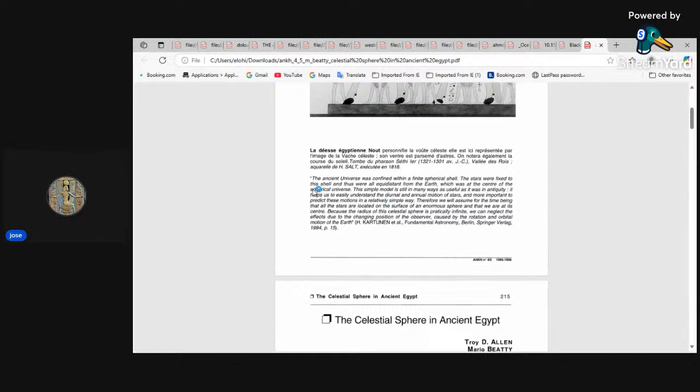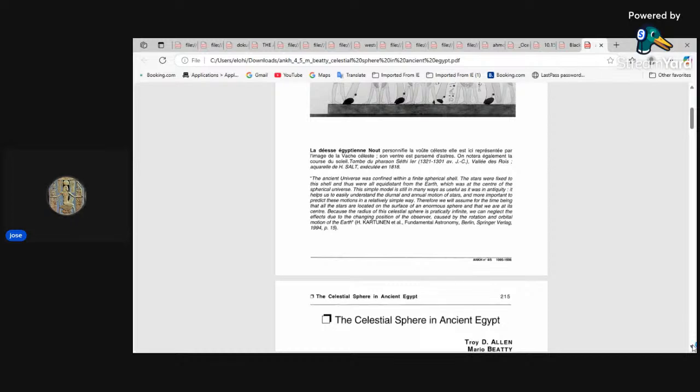The stars were fixed to this shell and thus were all equidistant from the Earth, which was at the center of the spherical universe. This simple model is in many ways as useful as it was in antiquity. It helps us to easily understand the diurnal and annual motion of stars, and more importantly, to process these motions in a relatively simple way.